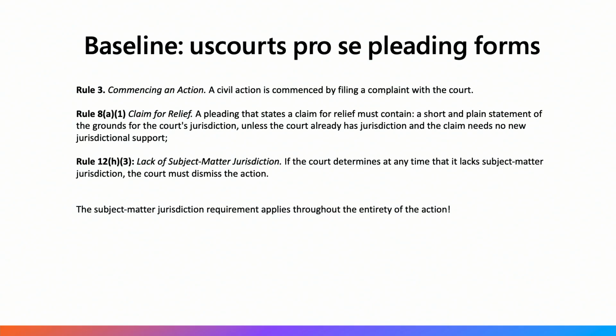You have to state your claim for relief if you have a bunch of claims. There are more complex rules that say you can have as many claims as you want against as many parties. You can have claims in the alternative, dependent claims. And then Rule 12(h)(3) says that if at any time they discover they lack this particular kind of jurisdiction called subject matter jurisdiction, you've got to kick it out. And that applies to the whole thing.